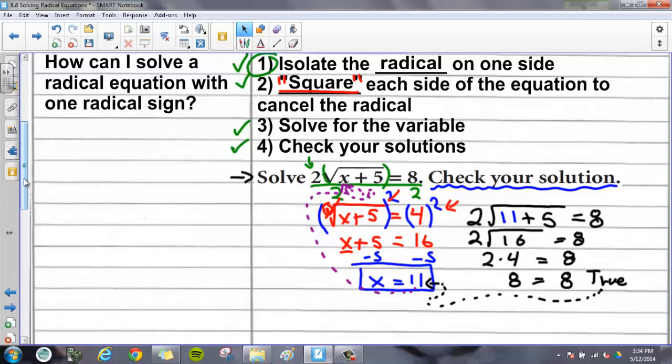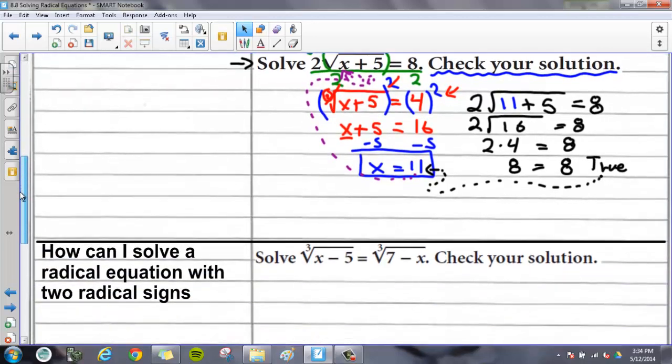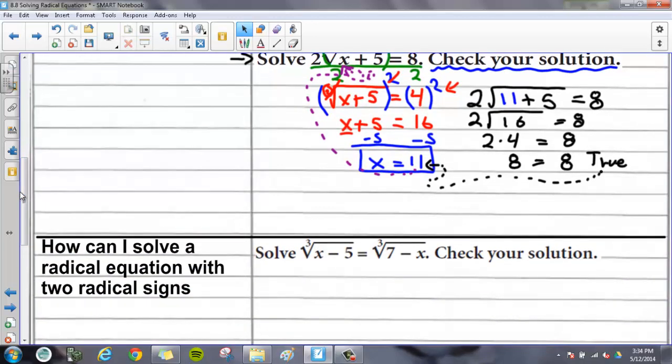In this next part, I'm going to show you how to solve something when we have 2 radicals, one on each side. And these radicals aren't just squared. Check this out. They're to the third power. What? You've got to be kidding me. See you in a little bit.